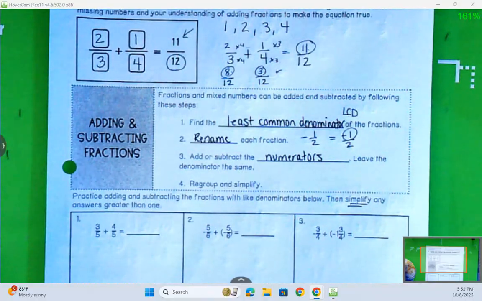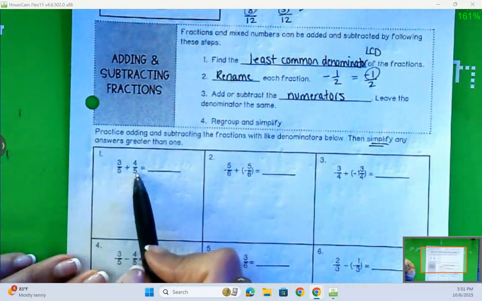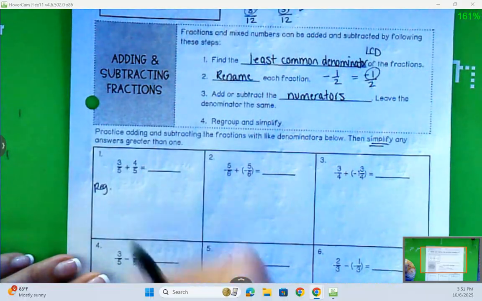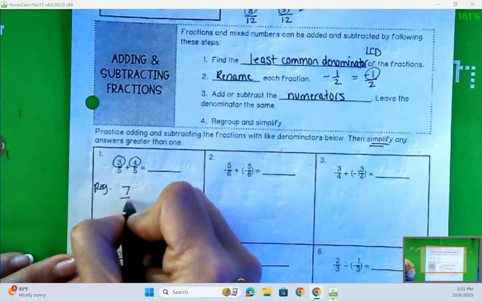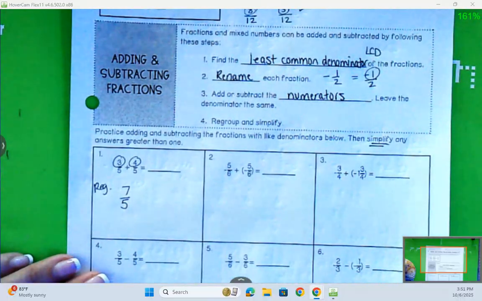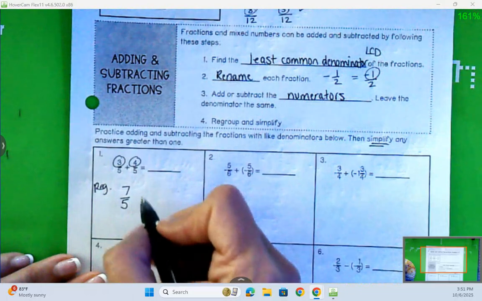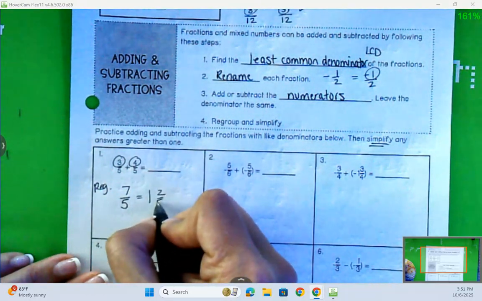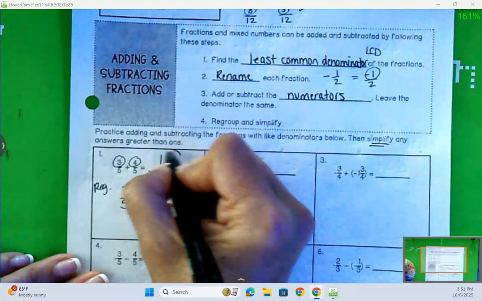So let's take a look at our first math problem here. Lucky for us, we have a common denominator of 5, and both numbers are positive. So this is regular fraction work. 3/5 plus 4/5 is altogether 7/5. And then the only other thing we have to do is step 4, which is to regroup and simplify. So 5 goes into 7 one whole time with a remainder of 2. So our final answer simplified is 1 2/5.